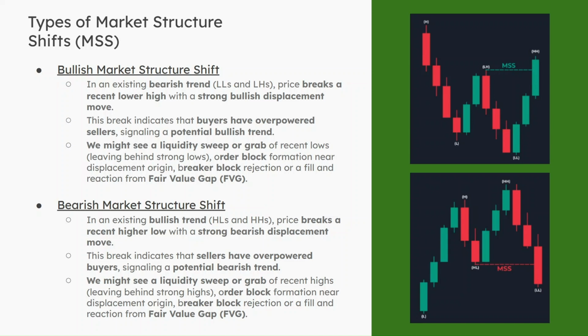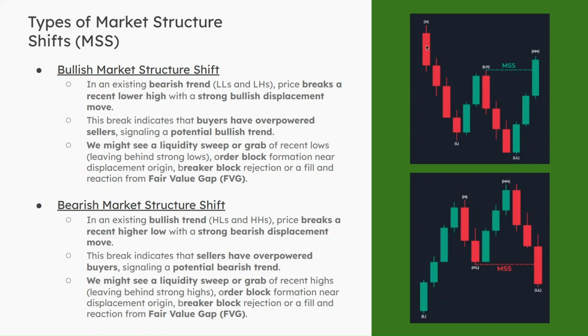First one being the bullish market structure shift, which basically, in an existing bearish trend, clearly depicted by lower lows and lower highs, price breaks a recent lower high with a strong bullish displacement move. This break indicates that buyers have overpowered sellers, signaling a potential bullish trend. We might see a liquidity sweep or a grab of recent lows leaving behind strong lows. Order block formation near displacement origin, breaker block rejections, or a fill and reaction from fair value gaps.